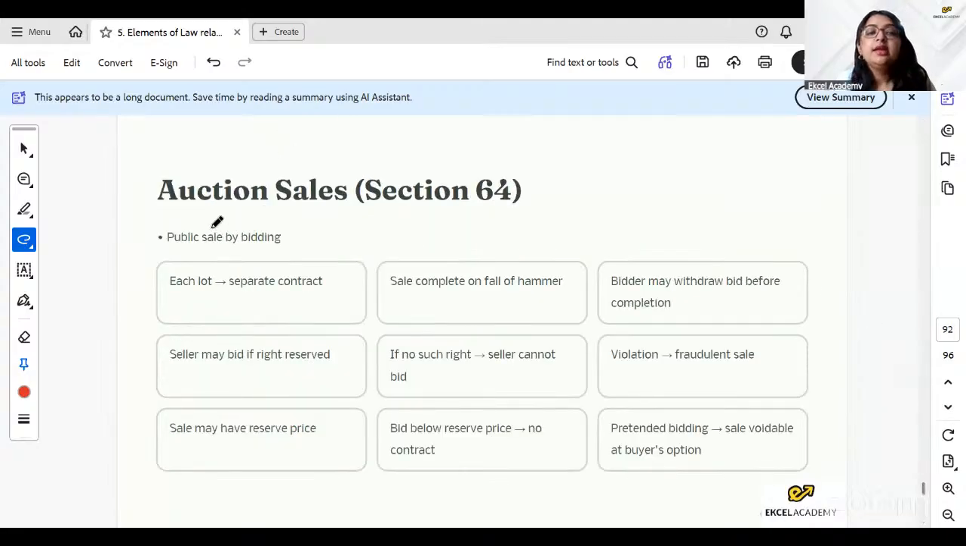Now, next is the case of auction sale. We have completed the concept of the unpaid seller and are moving to the next concept, auction sale. What happens in an auction sale? There will be an object, for example an antique furniture auction. You display each object, and the sale is completed upon the fall of the hammer. The auctioneer has a hammer, and when he hits the hammer on the table, the product is sold to the person who has made the highest bid.